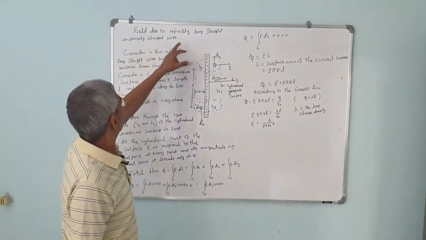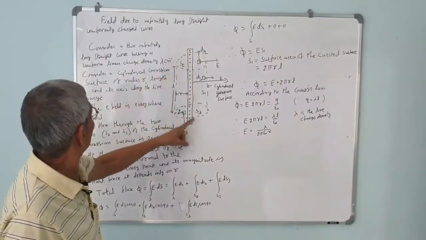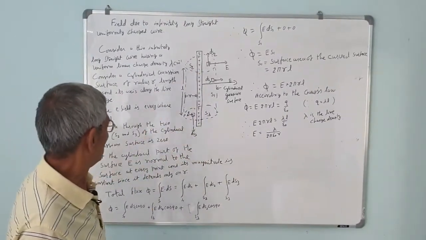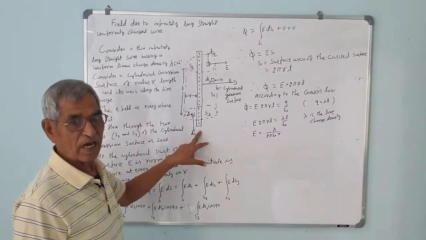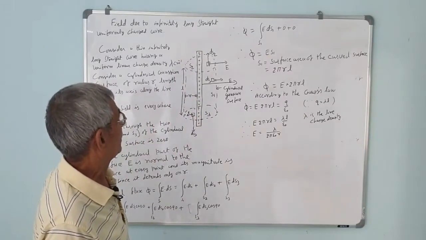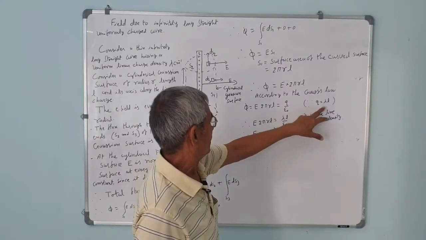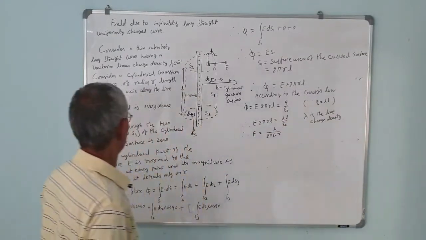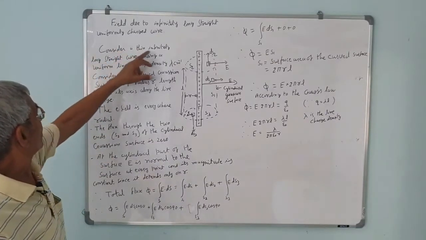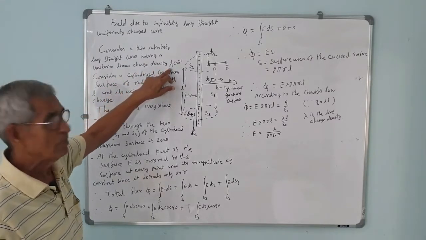Now, the field due to an infinitely long straight uniformly charged wire. This is an infinitely thin, infinitely long straight wire having uniform charge density lambda. Lambda is the charge density, equal to total charge over length. Say the total charge on the wire is Q, then Q by L is equal to lambda, or Q is equal to lambda L. This is the line charge density. Consider a thin infinitely long straight wire having a uniform linear charge density lambda coulomb per meter.